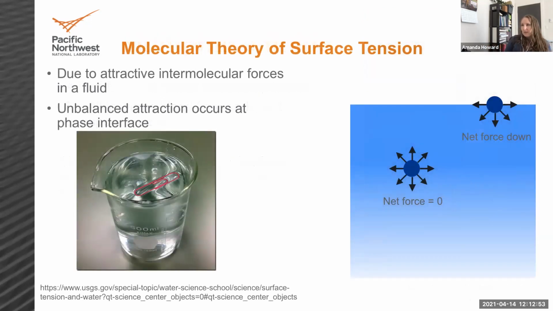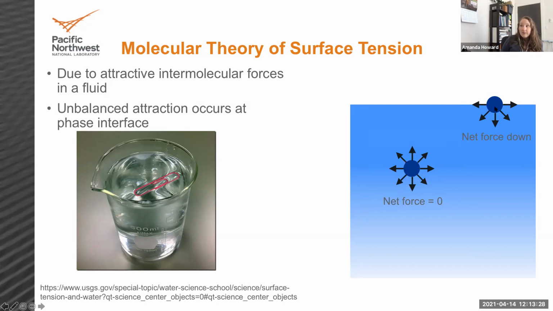So thinking about surface tension, I want to step down to the molecular theory of surface tension. If we think about a fluid like water made up of individual water molecules, surface tension arises due to attractive intermolecular forces. So what that looks like is if we have a water molecule here, suspended in the fluid, it's surrounded by all other molecules. Each of those other molecules is exerting a force on this target molecule. And they're going to cancel each other out. So the net force on this molecule is 0. So there is no force on this molecule.